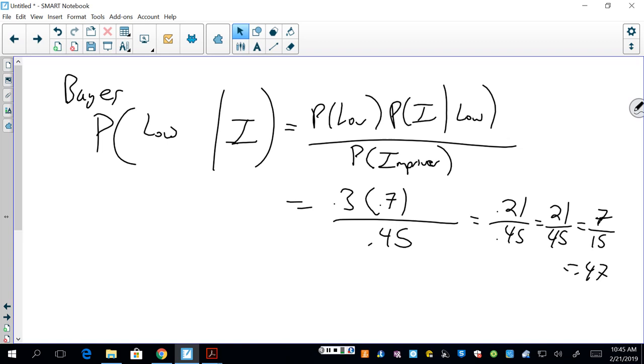0.47 calculated. A little higher than 30%. 30% of the time the wind was low, generally, but if you know that the skier improved, that's associated with better chance of improving, so that probably goes up.